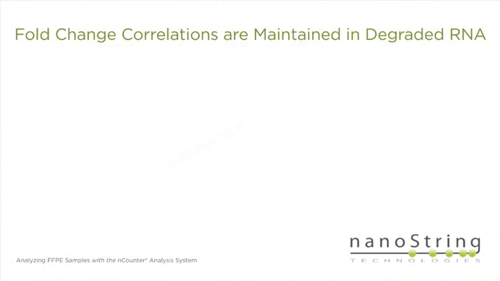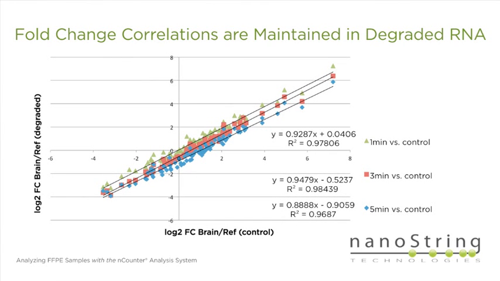Most gene expression studies, however, are designed to look at the differences between two biological samples. Therefore, we examine the correlation and fold change between the human ref and human brain samples for both intact and degraded RNA. This graph shows a log2 plot of fold change values for the human ref and human brain control shown on the x-axis relative to the various pairs of degraded samples shown on the y.